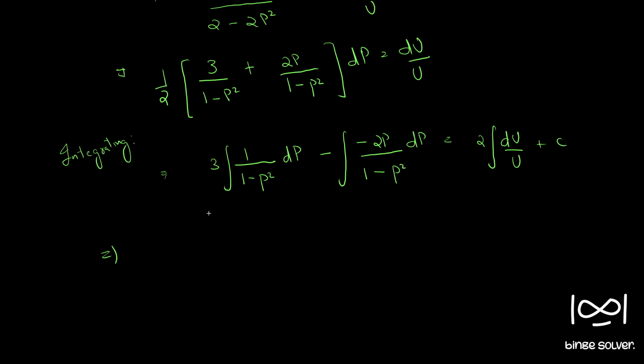So this gives 3 into a square minus x square formula. Let's note down the standard formula. Integral dx by a square minus x square is 1 by 2a log of a plus x by a minus x. We are going to use this to integrate the first one.